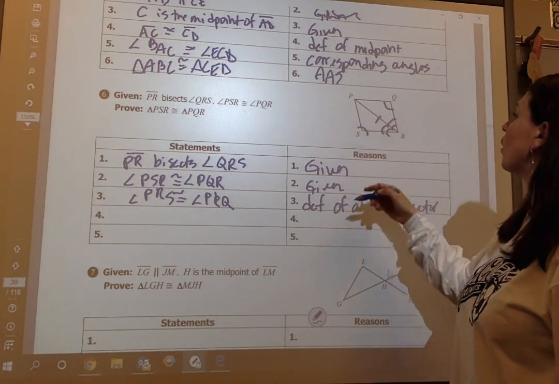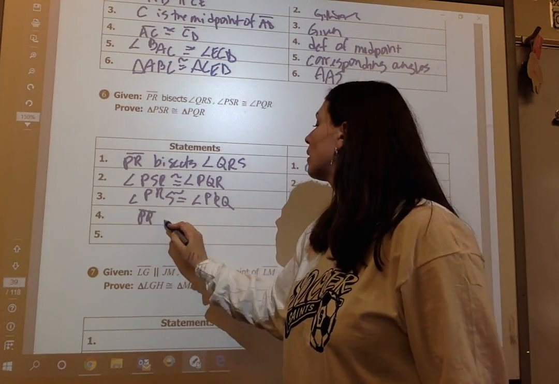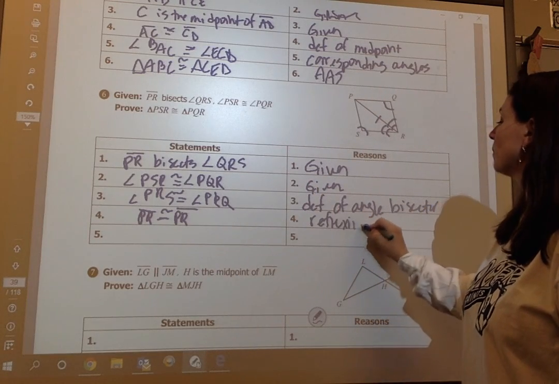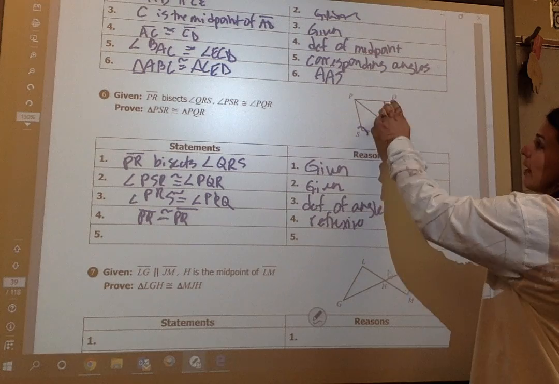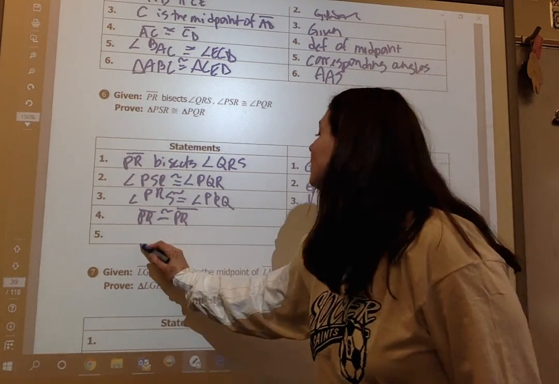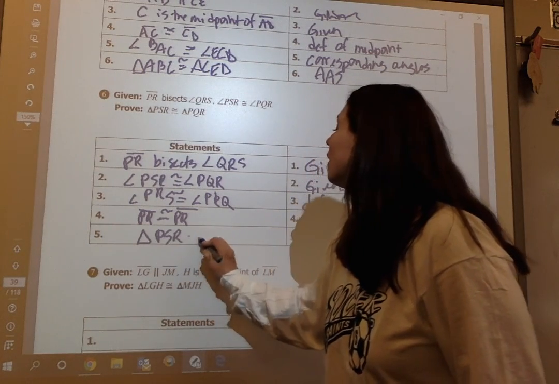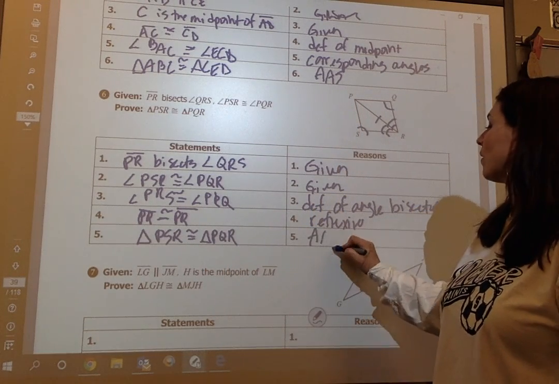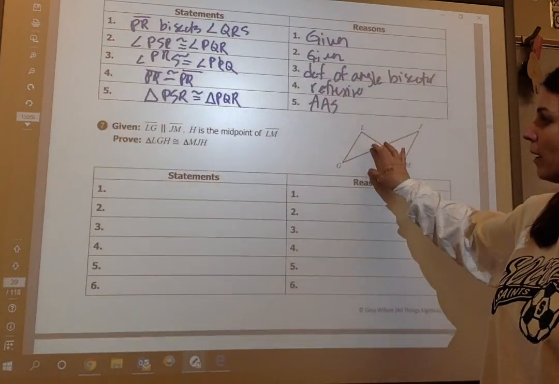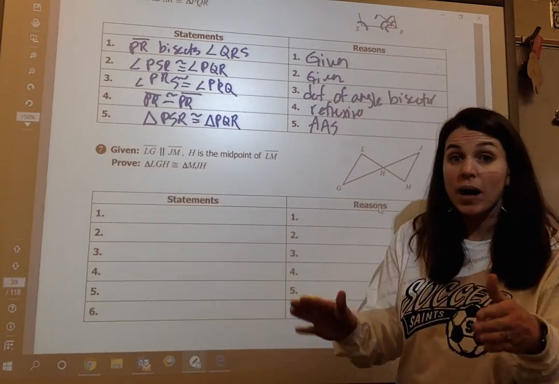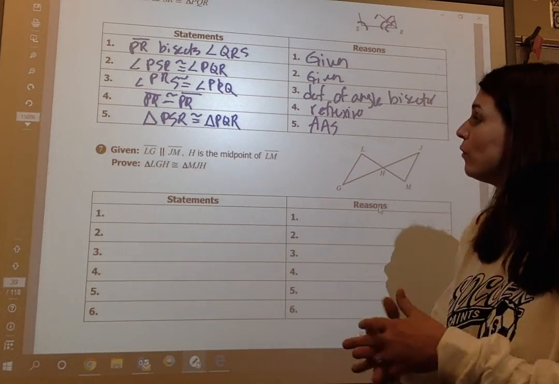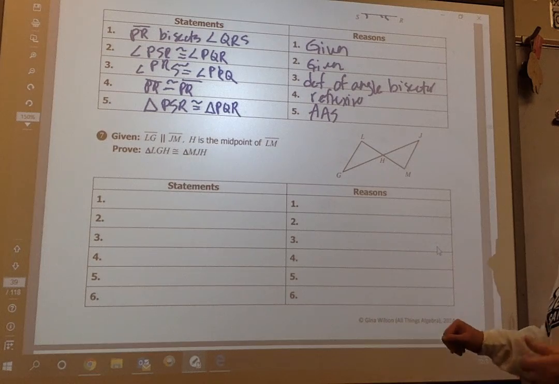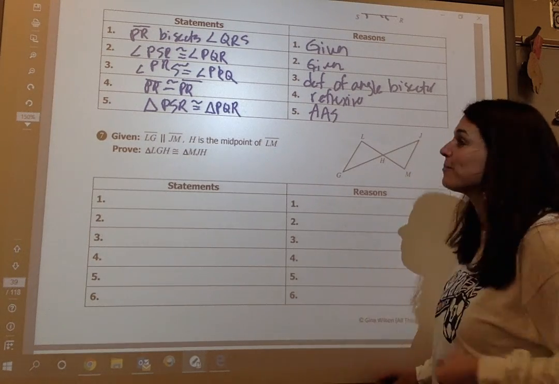I know that PR is congruent to PR because of the reflexive property. Now I have angle, angle, side, so now I can make my Big Daddy statement saying triangle PSR is congruent to triangle PQR, and that's angle, angle, side. All right, you know, I should have said stop, pause, and see if we're getting the same thing. Hopefully you've done that. So pause it and then check back in, see if we get the same thing. All right, let's see if ours match up.